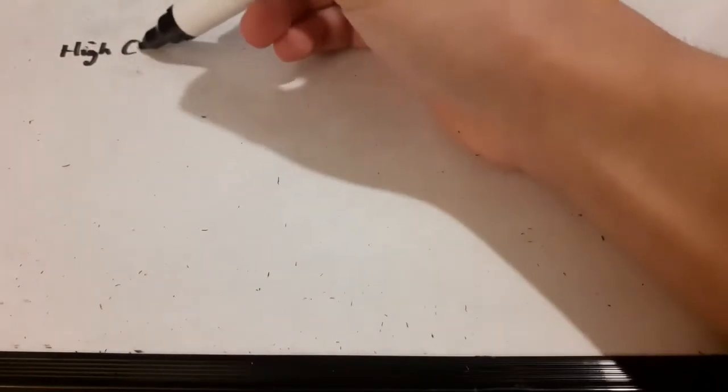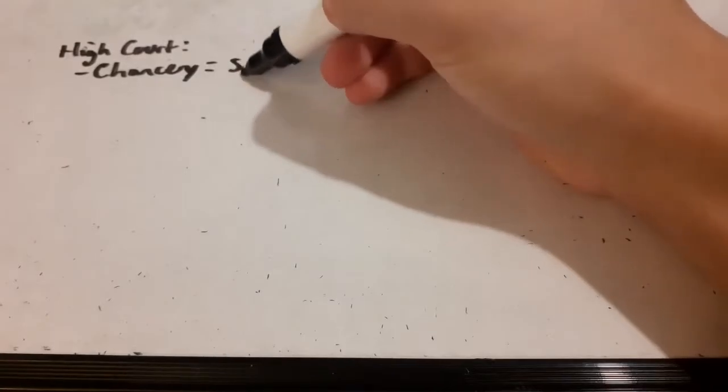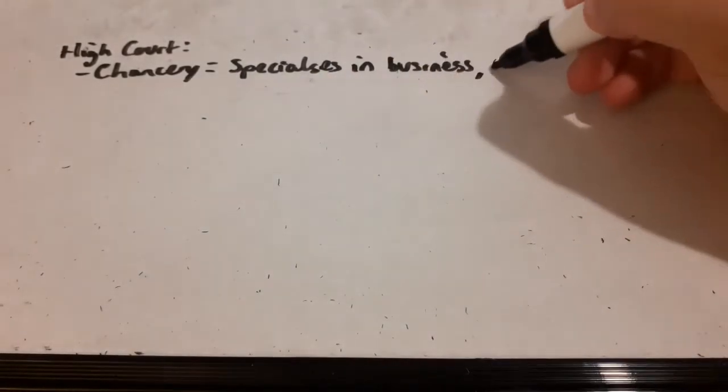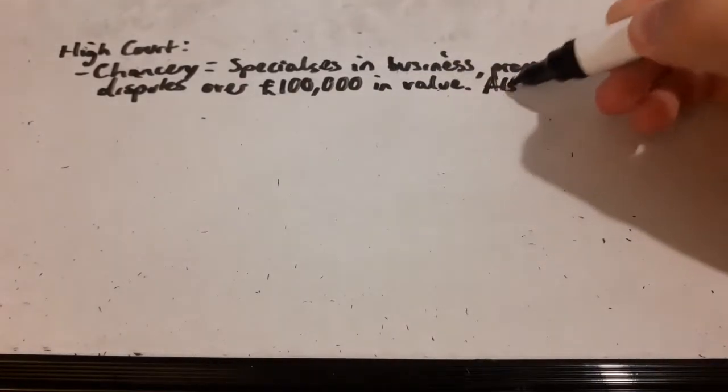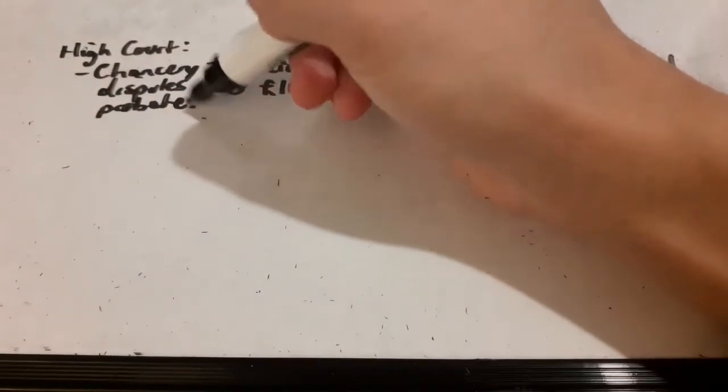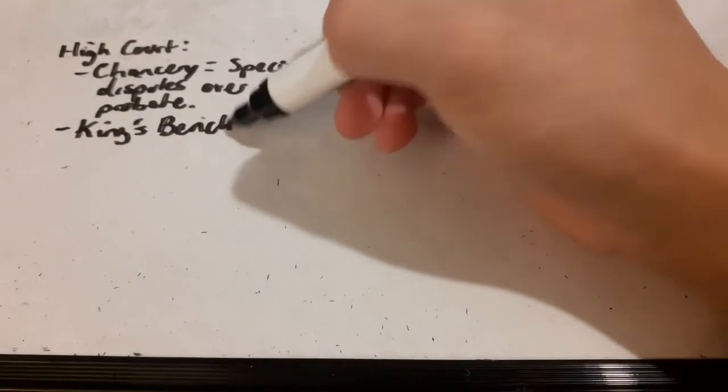The other type of court is the High Court, and this is split into three separate divisions. The first division is the Chancery. This specialises in business, property and land disputes over £100,000 in value. It also deals with trust disputes and probate claims.